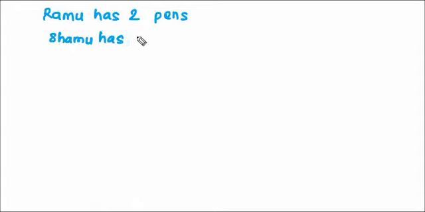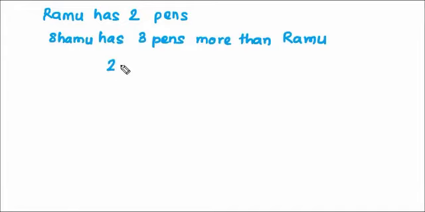So let's look at one statement. Ramu says that he has 2 pens. And Shamu says that he has 3 pens more than Ramu. Now, how many does Shamu have? He has 3 more than Ramu. So, Ramu has 2 and Shamu has 3 more than him. Shamu has 2 plus 3 pens.